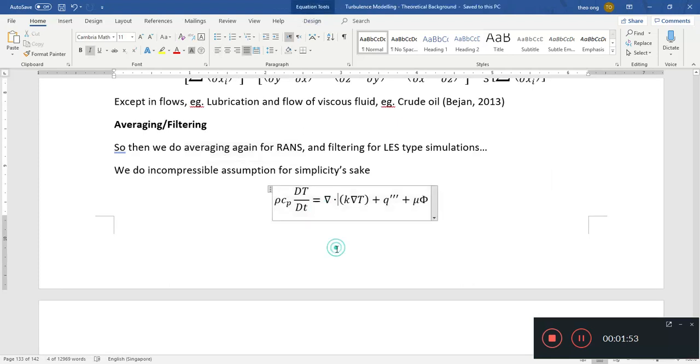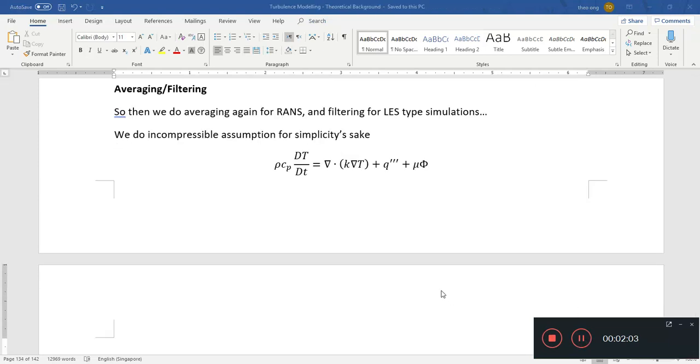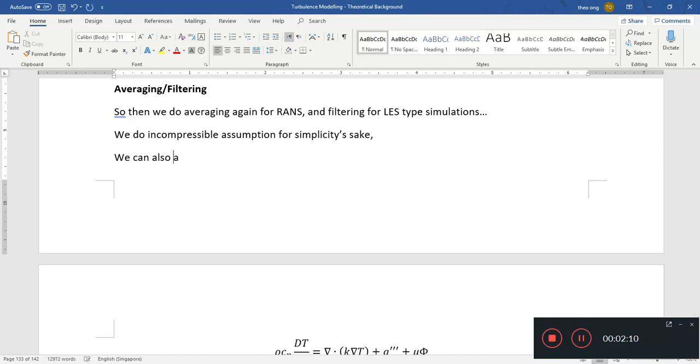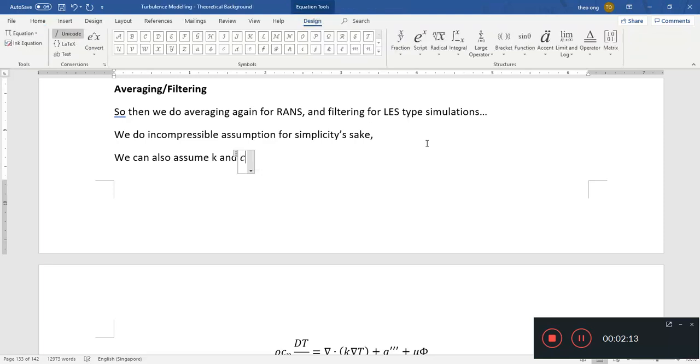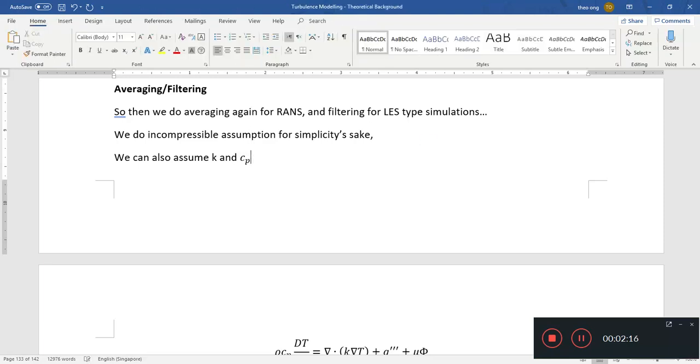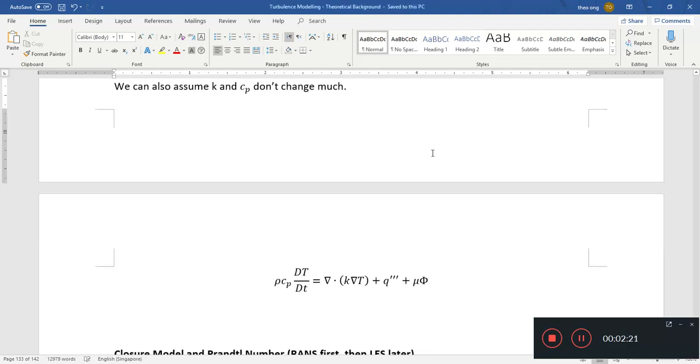This is not Navier-Stokes, this is the energy equation, but we still have to decompose everything into T and T prime. Also for simplicity's sake, to do this derivation we can assume k and Cp don't change much. Of course, in reality they will change with temperature, but we want to combine them into the thermal diffusivity.